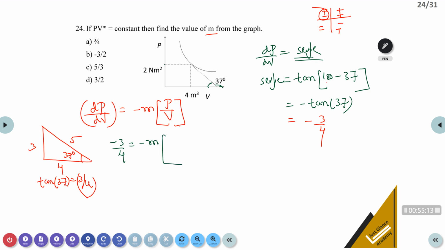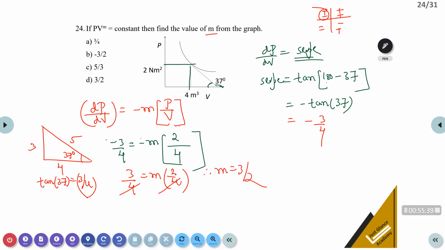From the diagram, what is the value of P here? The P is 2. Volume is how much? It is 4. Of course, all are in SI units. And this minus sign gets cancelled. 3 by 4 equal to m into 2 by 4. This 4 and this 4 get cancelled. Therefore, m equal to 3 by 2. This is the right choice.